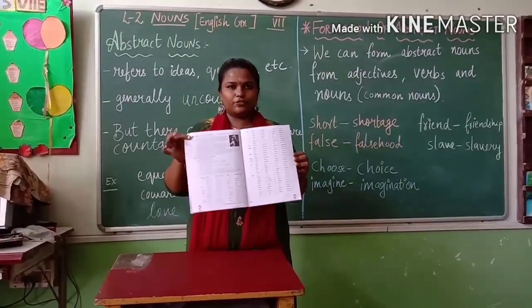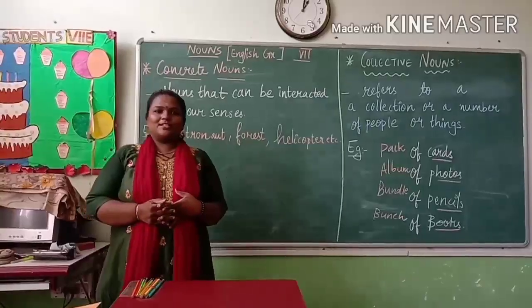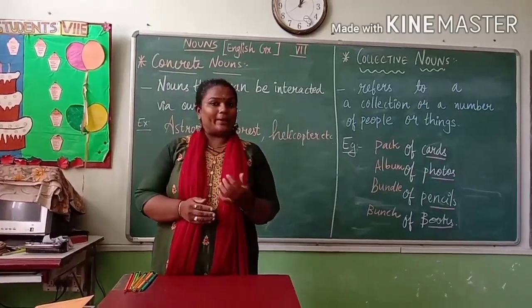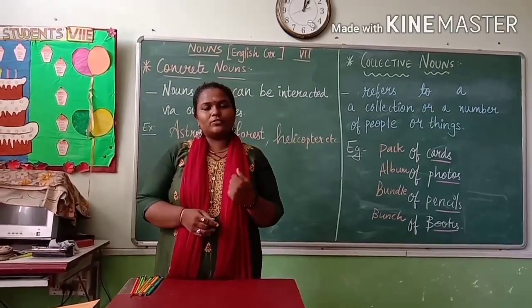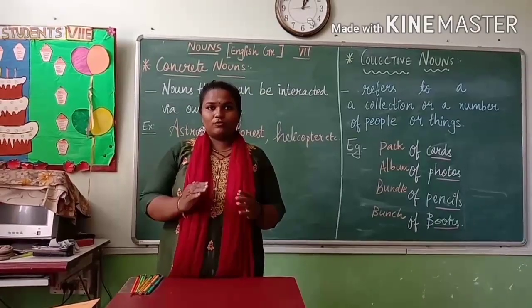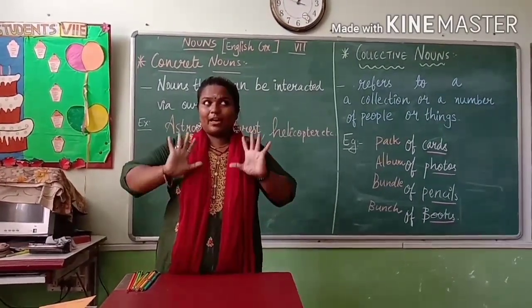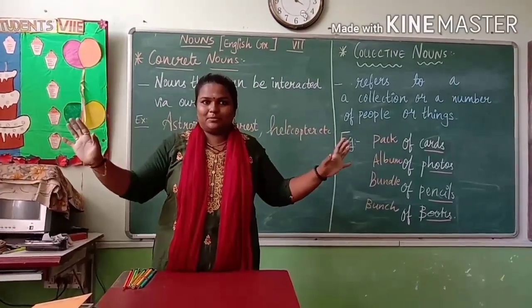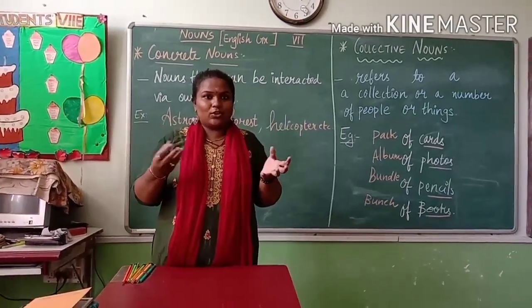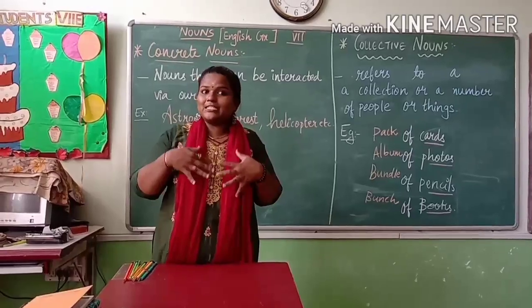Go through it, refer to it and try to understand. So we had discussed abstract nouns. Now there is one more category of noun which is exactly opposite of the abstract noun. Abstract means ideas, concepts, okay? Which you cannot see. You can feel it, you can understand it.